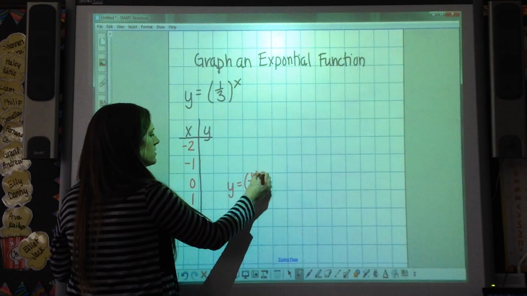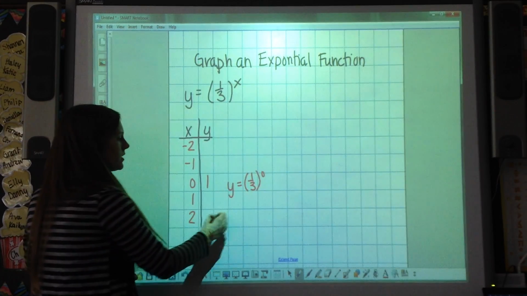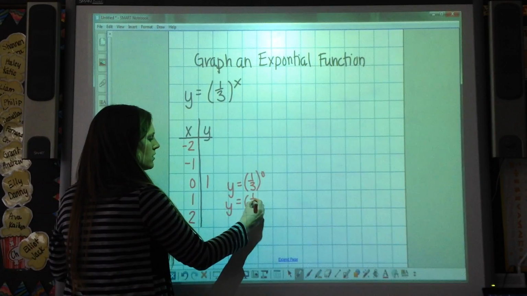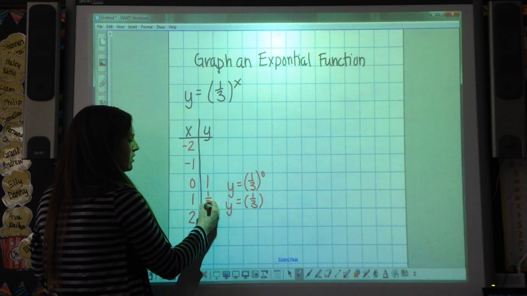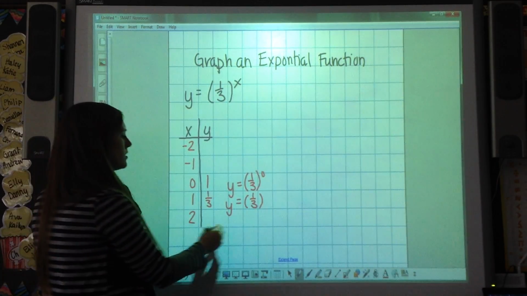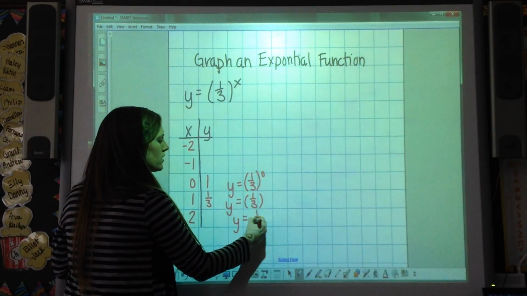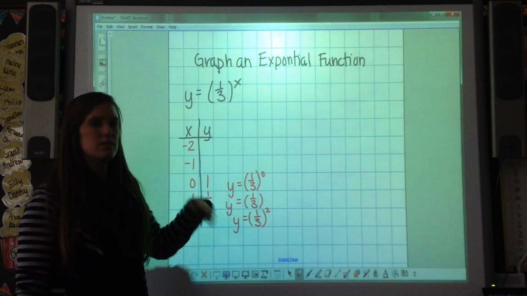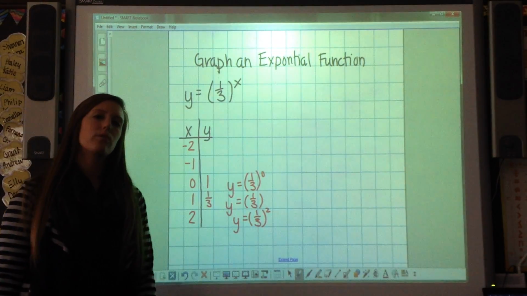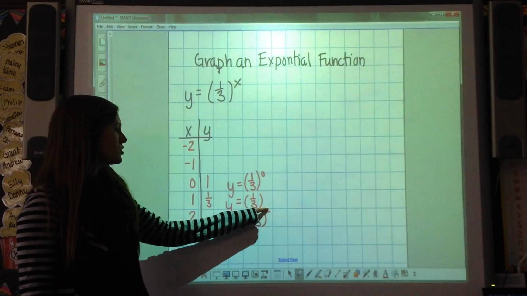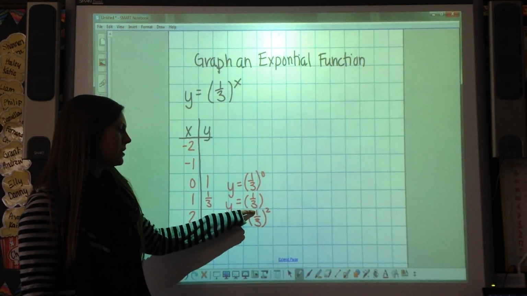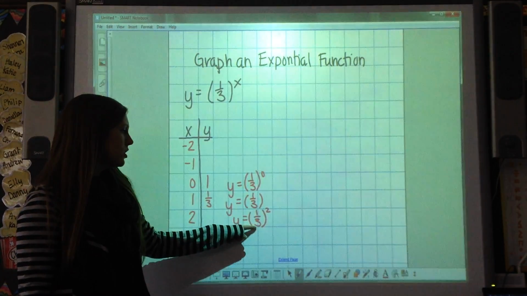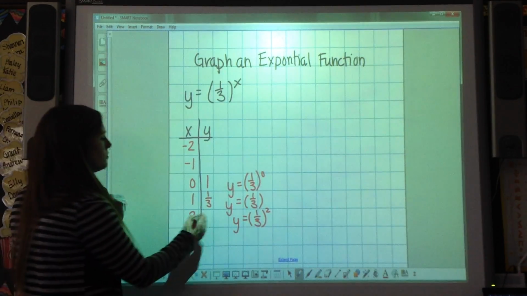Anything with the power of 0 is always 1. I'm going to plug in 1. That's just a third, it's just itself. Then for 2, parentheses, 1/3 times 1/3. Or we learned at the beginning of this chapter that you distribute the 2 to the numerator and the denominator. So 1 squared is 1, 3 squared is 9, 1/9.